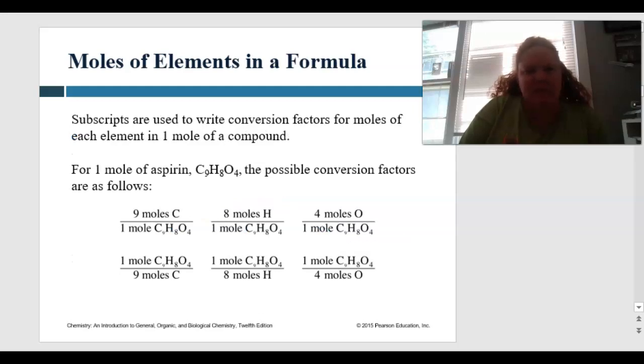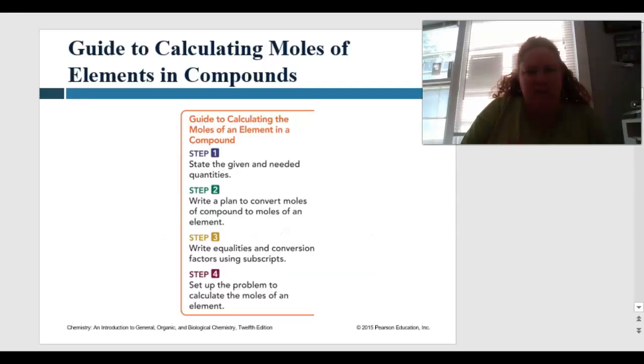The subscript is used to write conversion factors of moles of each element in 1 mole of a compound. So for 1 mole of aspirin, C9H8O4, the possible conversion factors have the moles on top or the moles on the bottom. These two are the same, it's just whether you want the moles on the top or on the bottom so that they can cancel each other out.